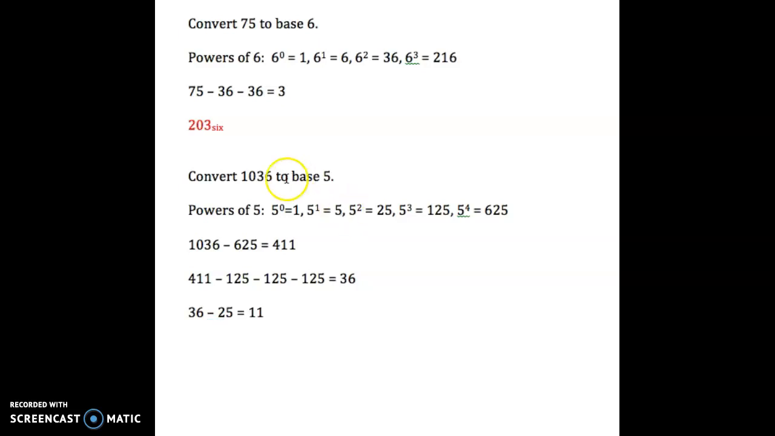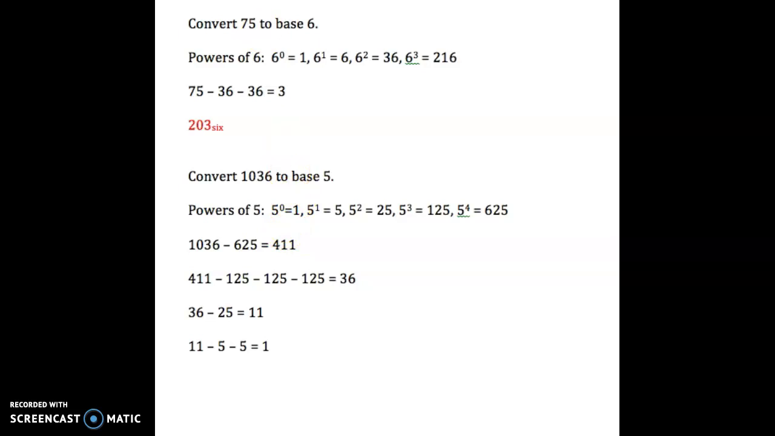Now we're going to back up another place. From the 11, we'll subtract 5 until we can't do it anymore, and that'll be twice. So in the 5 to the 1st power place, I'm going to have a 2 because I've subtracted 5 to the 1st power 2 times. The 1 that's left, that's a 1. That's what's going to be in our ones place because we can't subtract 5 anymore.